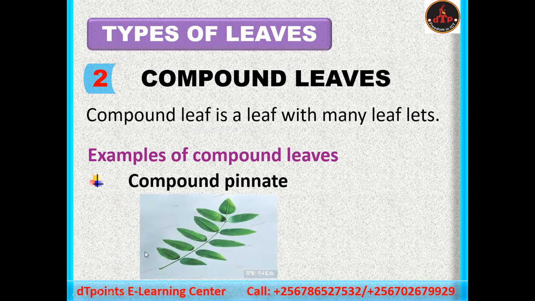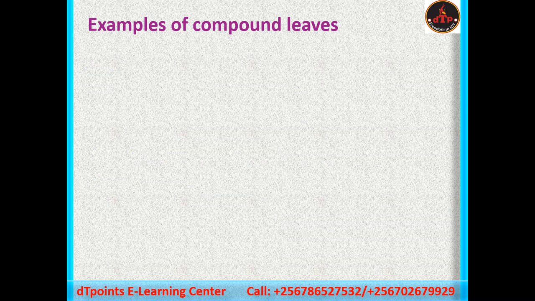Now the leaves are attached to this branch in pairs. They are attached one on either side of the branch in pairs like this. So that one is compound pinnate. Compound pinnate. We have another example of a compound leaf. We have compound bipinnate. All of you, compound bipinnate.